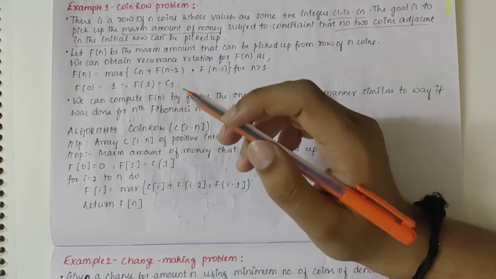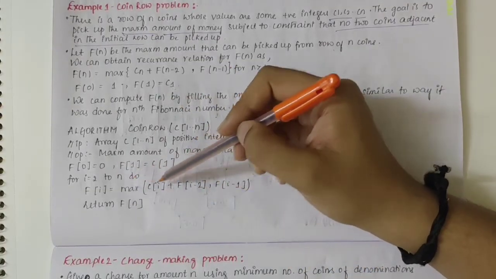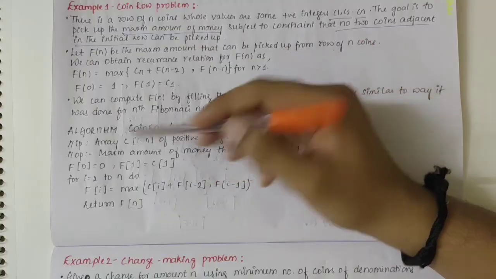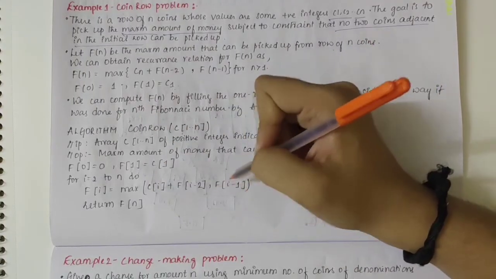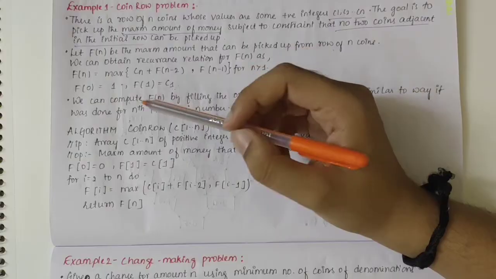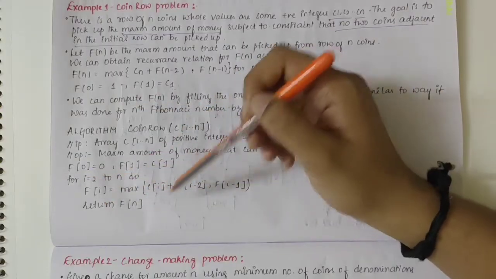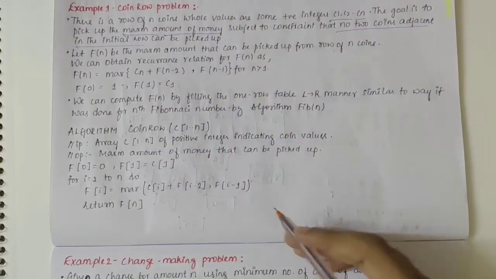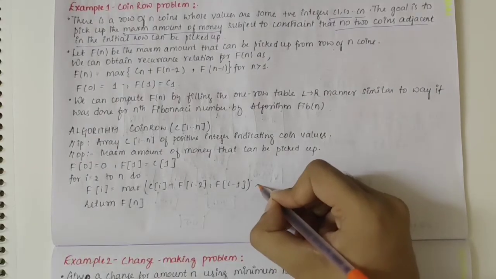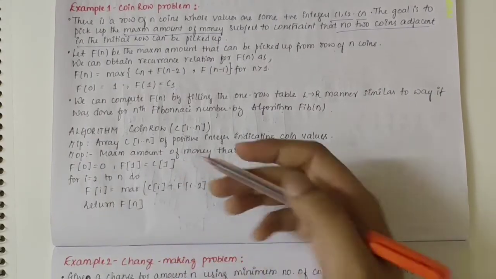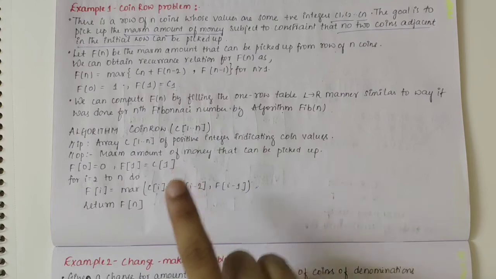Then we have f of i is equal to max of C of i plus f of i minus 2, or we have f of i minus 1. This equation is used to calculate the maximum money that can be picked up from i coins. Here we have two options to select.